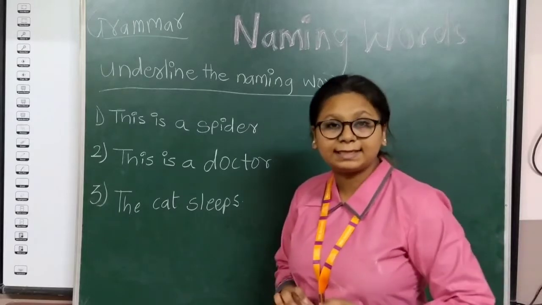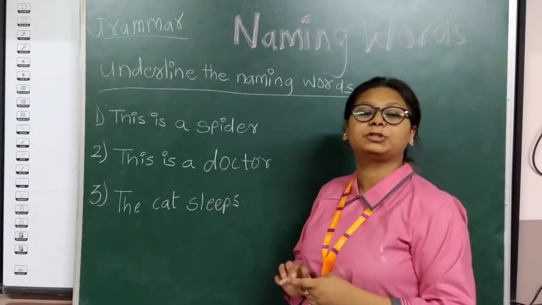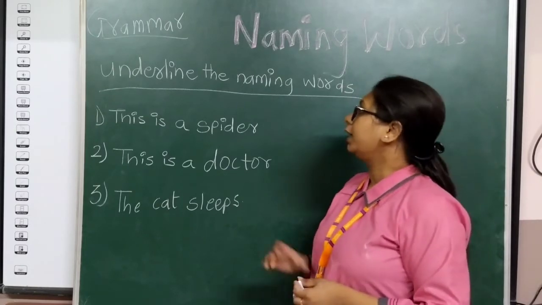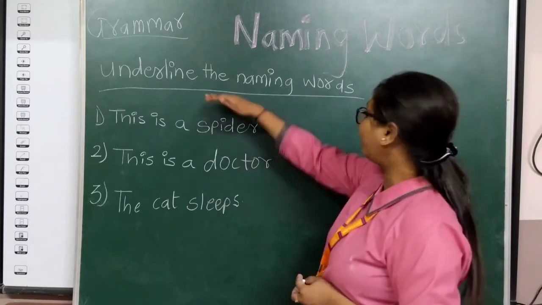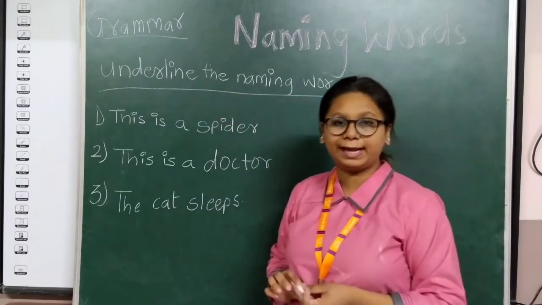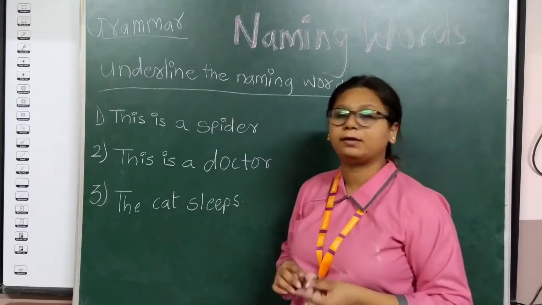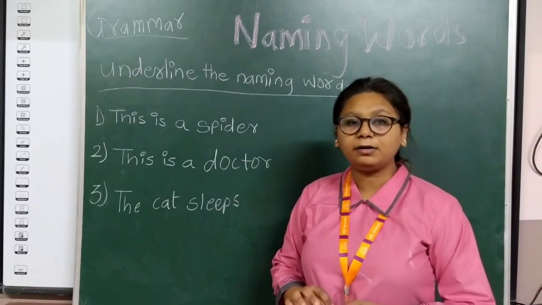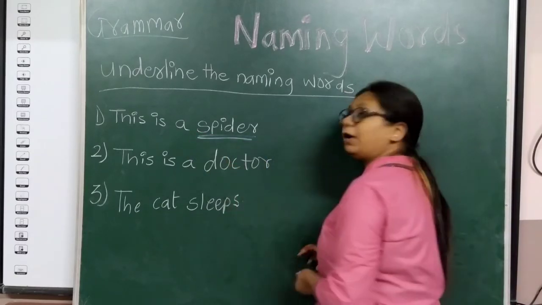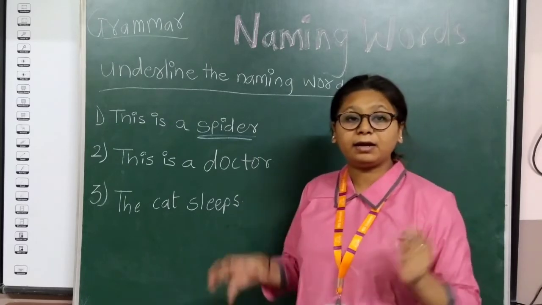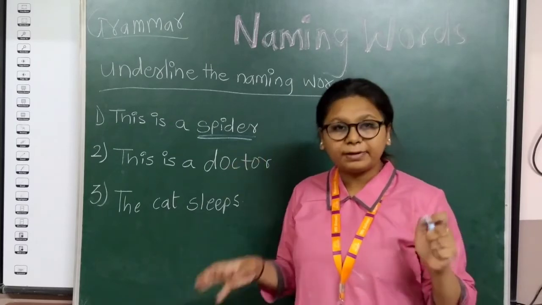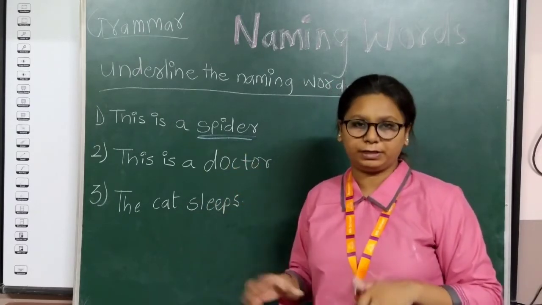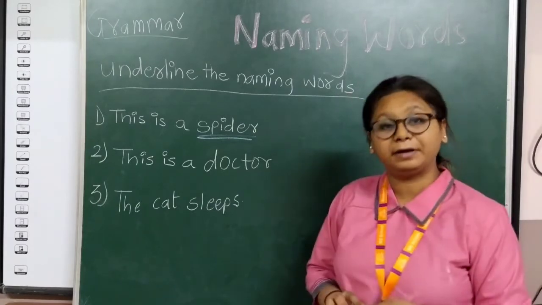So now coming to the next section, that is coming to our Canopy book, page number 4. There you can see an exercise in which you have to see the picture and you have to underline the naming words. So now we will start with the first one. This is a spider. Now what is the naming word over here? You can see spider is the naming word over here, because spider names an animal, an insect. So you have to underline spider.